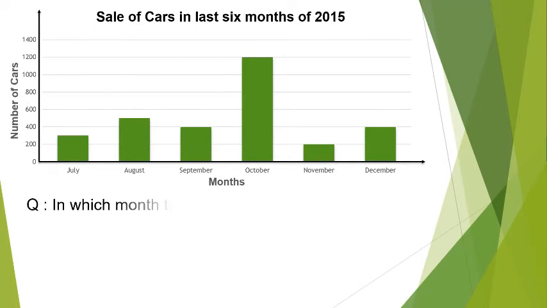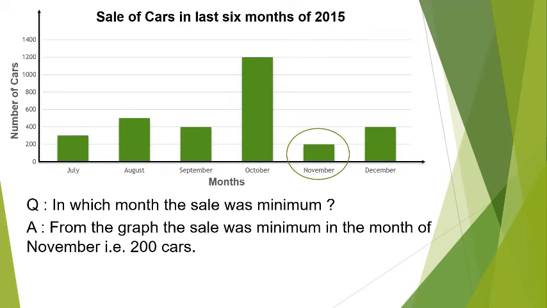Now, next question. In which month the sale was minimum? Again, we can see from the graph, the smallest bar is for November, that is 200 cars. So, from the graph, the sale was minimum in the month of November, that is 200 cars.